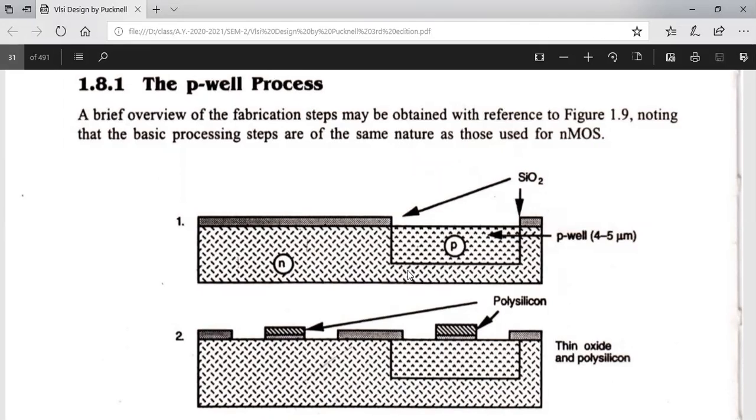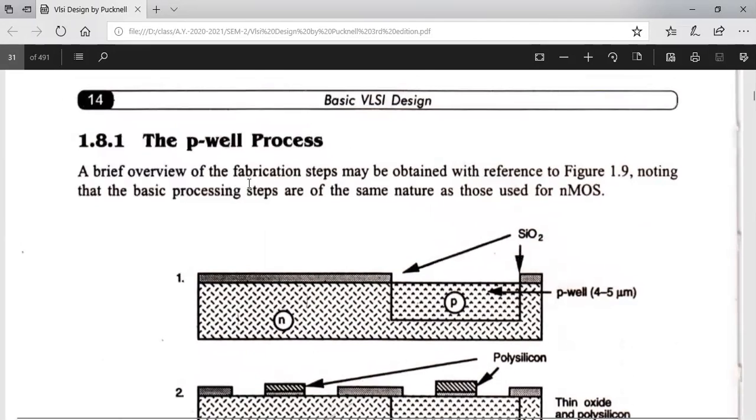So this is CMOS. CMOS means we should have both the NMOS transistor and the PMOS transistor. In the CMOS fabrication process, we have three varieties. The first variety is the P-well process, the other one is the N-well process, and the other one is the twin tub process. So first we are going with the P-well process.